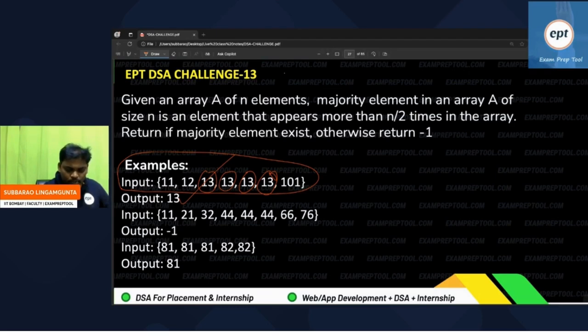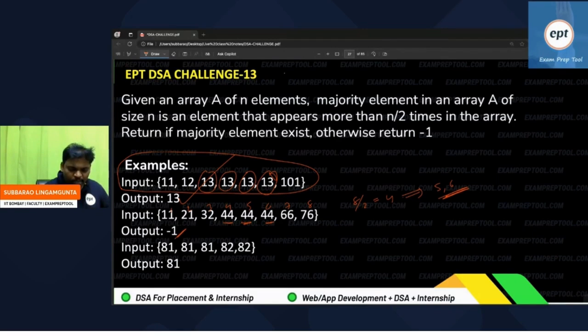In this array, if you observe, the elements are 1, 2, 3, 4, 5, 6, 7, 8. 8 people are there. 8 by 2 is 4. So someone should repeat 5 or more than 5 times, then only it is a majority element. Is there anyone repeating 5 or more than 5 times? I think it is repeating only 3 times. So the majority element does not exist, then you have to return minus 1.